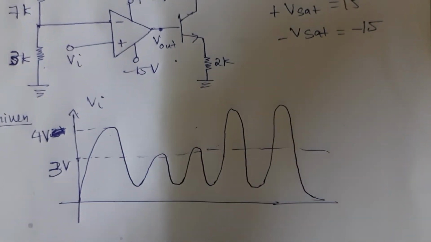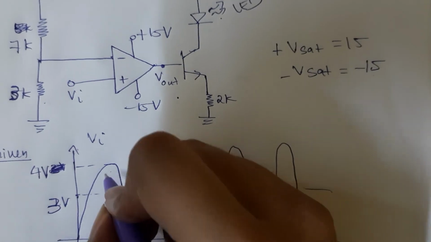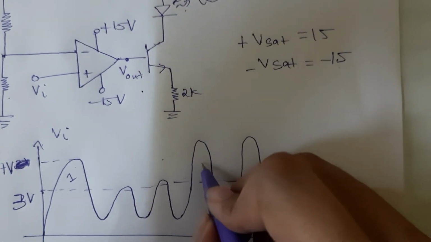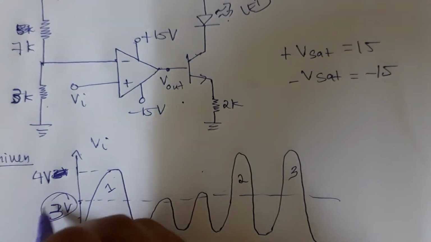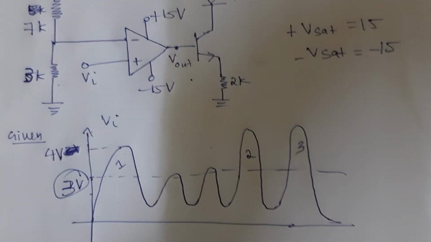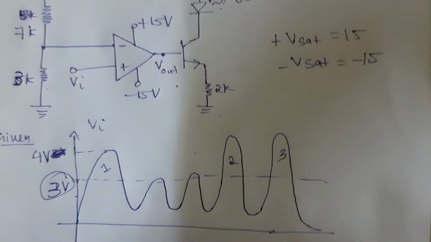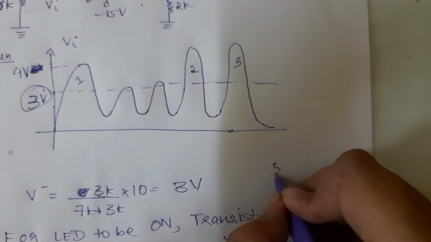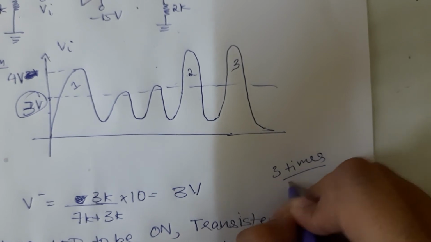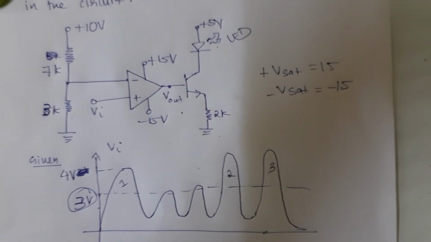Now, from the graph of Vi, we can see that there are only 3 points, 1, 2 and 3, where my Vi is greater than 3 volts. That means only at these 3 points my transistor will be on and the LED will glow. So the answer is 3 times. 3 times my LED will glow in the following circuit.